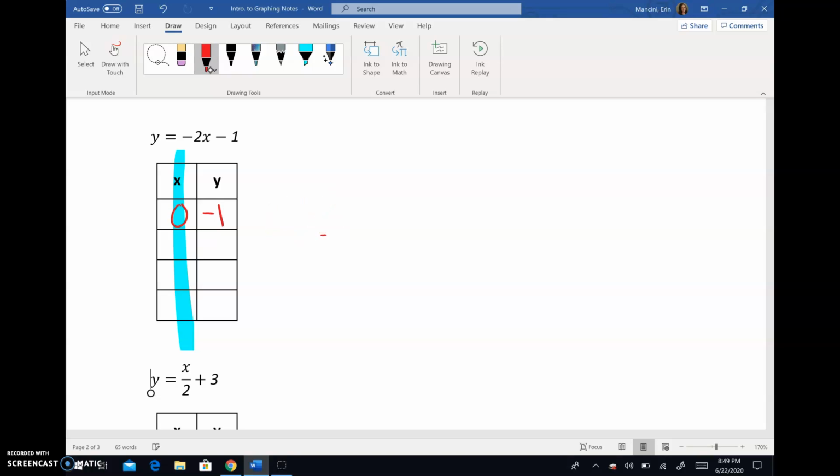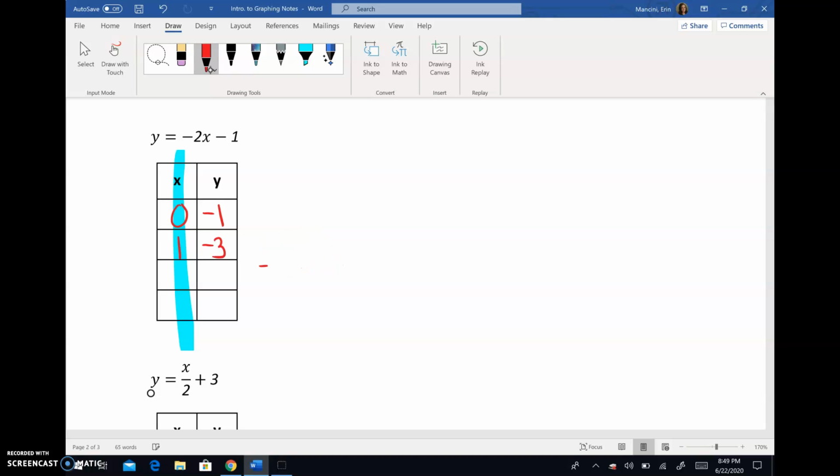Then I'm going to pick another easy number. I'm just going to pick, I don't know, +1 because it's easy to plug in. You can plug in anything you want. So I suggest you pick some numbers that you like. So -2 times 1 is -2, minus 1. So you take away one more dollar. Now you're $3 in debt.